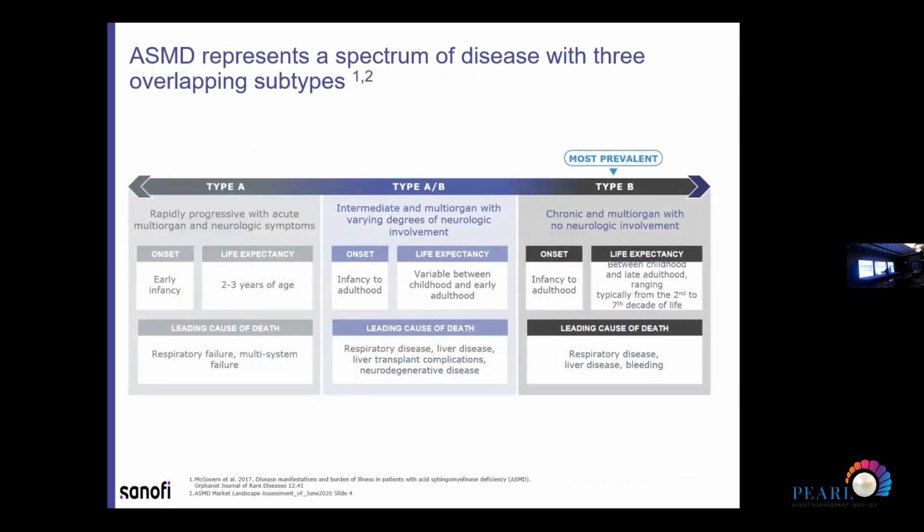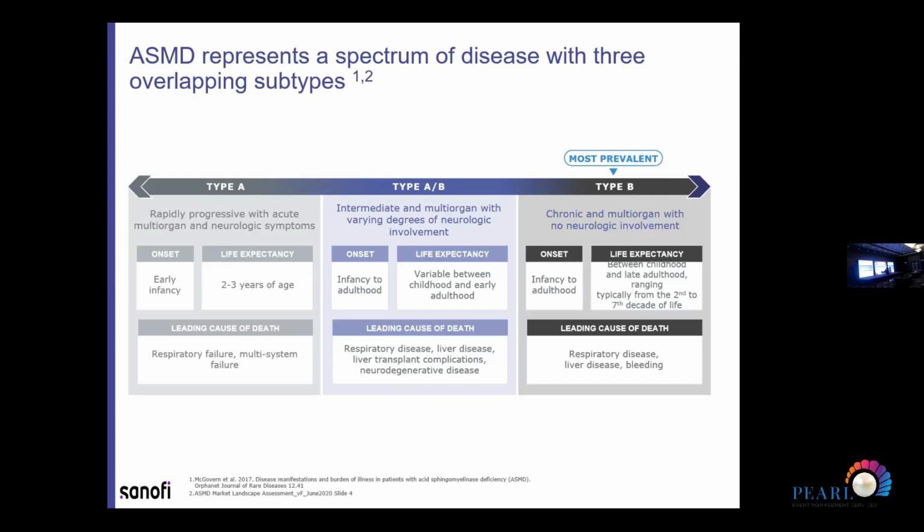So again, in ASMD, there is a spectrum with 3 overlapping subtypes. Type A, which is the rapidly progressive form with multi-organ and neurologic symptoms. Usually they present very early in life, and they have a short life expectancy of maximum around 2 to 3 years. And they usually die because of respiratory failure and multi-system failure.